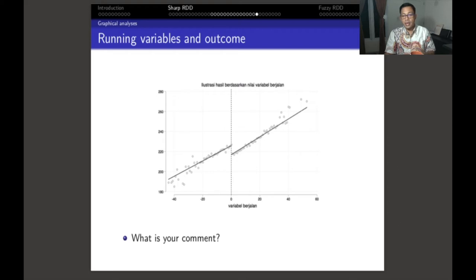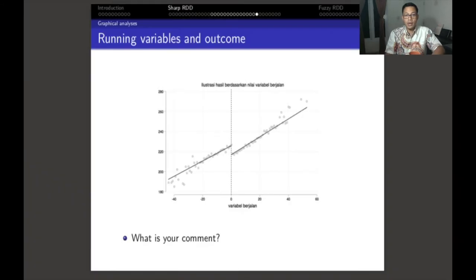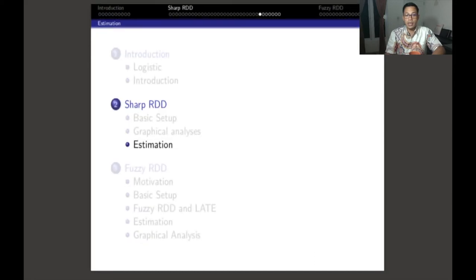Now, again, this is very preliminary. To make sure whether or not this jump is statistically significant or not, we have to do an estimation. Again, just from a casual observation, we can see that there is that jump. So probably that's something that we want to investigate further, whether or not this is statistically significant or not. And so what we're going to do is we're going to go back here, and then we're going to discuss the estimation method.